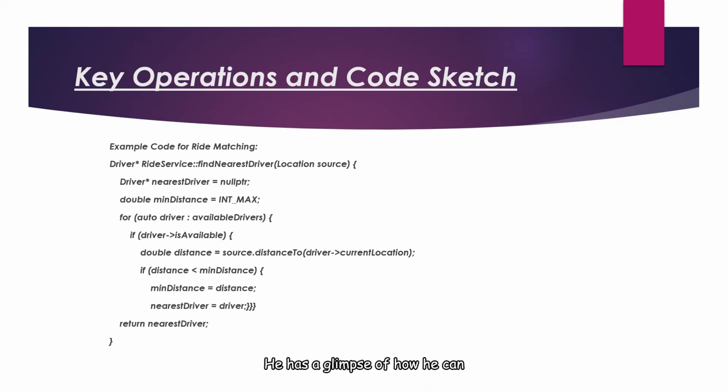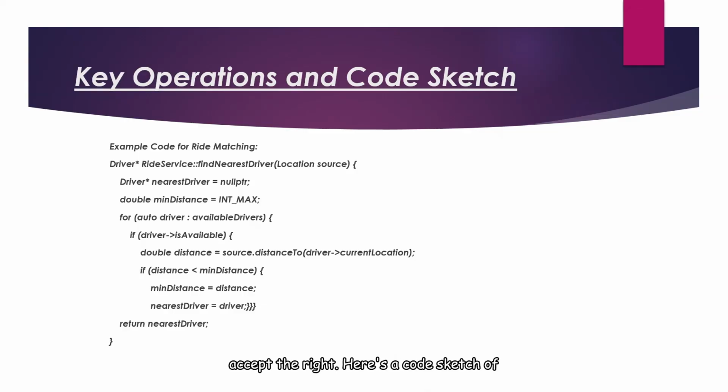Here's a glimpse of how we can implement one of the key operations in this system, ride matching. This involves finding the nearest driver to the rider's current location. We do this by looping through all available drivers and calculating the distance between the rider and each driver using their location data. The driver who is the closest to the rider is selected to accept the ride.